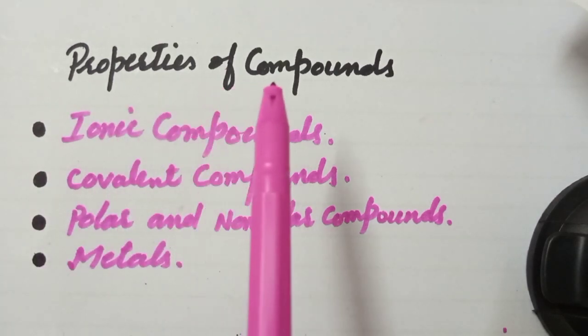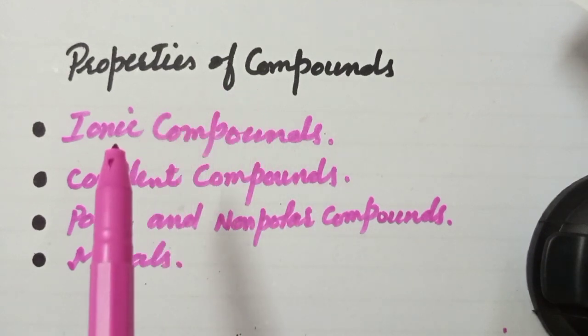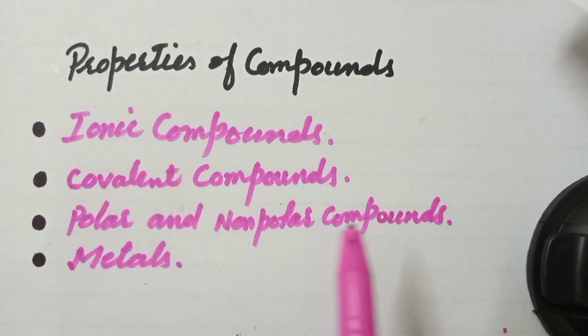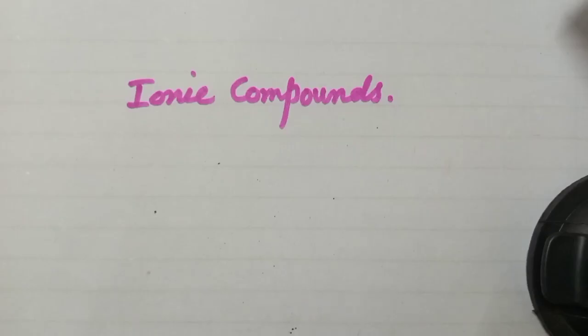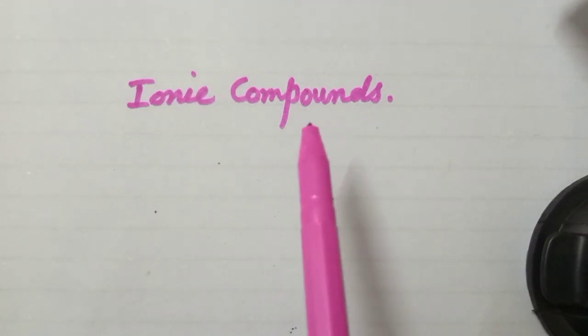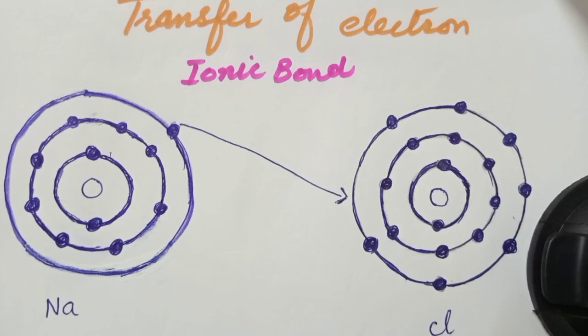Properties of the compounds depend on the nature of the chemical bond that exists in them. In reference to this topic, we will discuss the properties of ionic compounds, covalent compounds, polar and non-polar compounds, and metals. First of all, I will explain the properties of ionic compounds. As the name shows, ionic compounds are those compounds which have ionic bonding. Here we will revise the ionic bond.